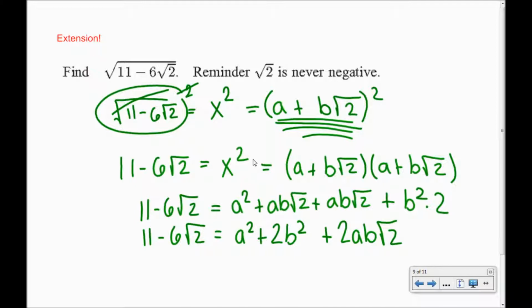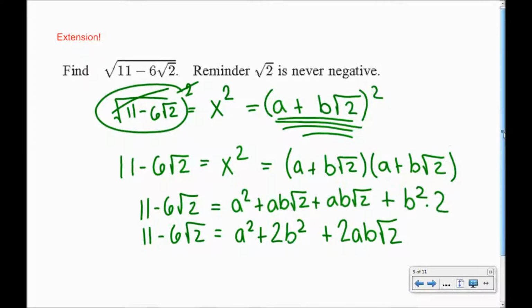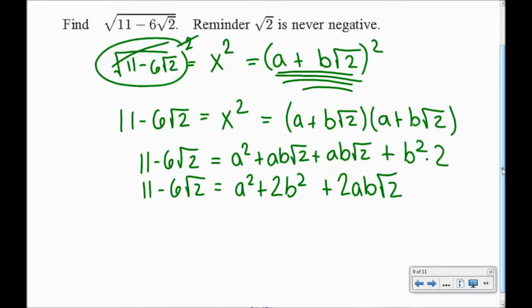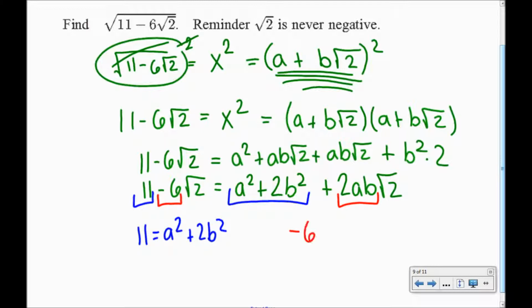So now we can start to equate both sides of the equation so we can find what a and b are. And remember, we said a and b have to be whole numbers. Okay, so we know that these don't have square roots of 2 in them. So 11 is going to be equal to a squared plus 2b squared. Okay, and then this negative 6, that coefficient, is going to be equal to this coefficient. So negative 6 equals 2ab. Okay, so we can divide both sides by 2 pretty easily here. We've got negative 3 equals a times b.